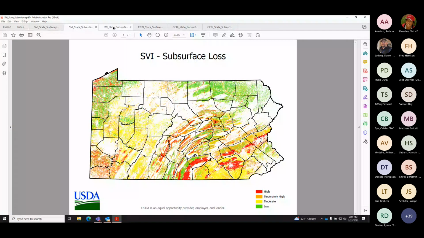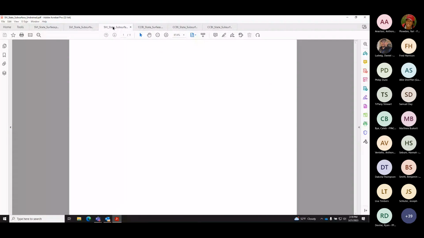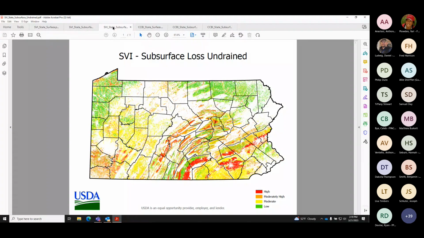And then there's also a separate one for subsurface undrained. The subsurface and the subsurface undrained look pretty similar. There's just a few differences, but this would be for use on land that has not been drained. They're not split out because they didn't really have that data, so you just kind of have to know with the fields you're looking at which one you'd want to use for that.